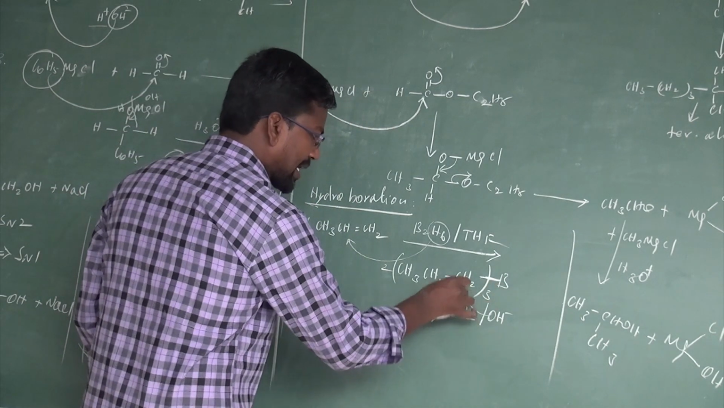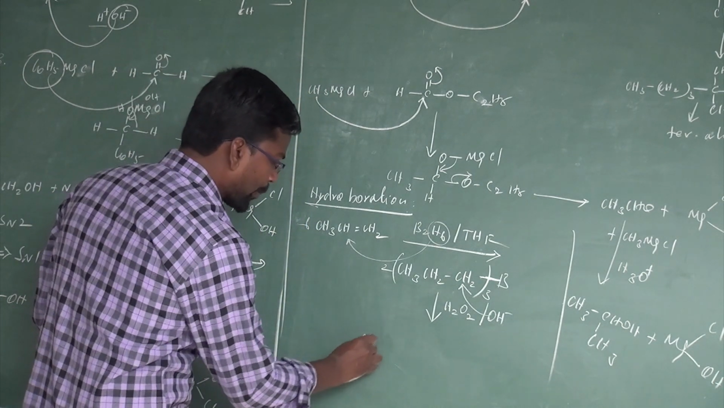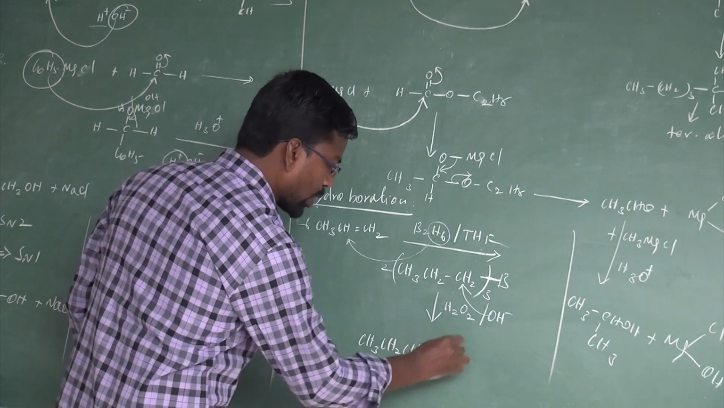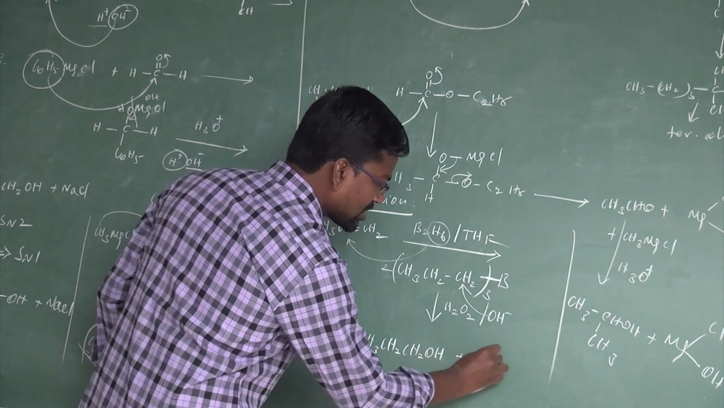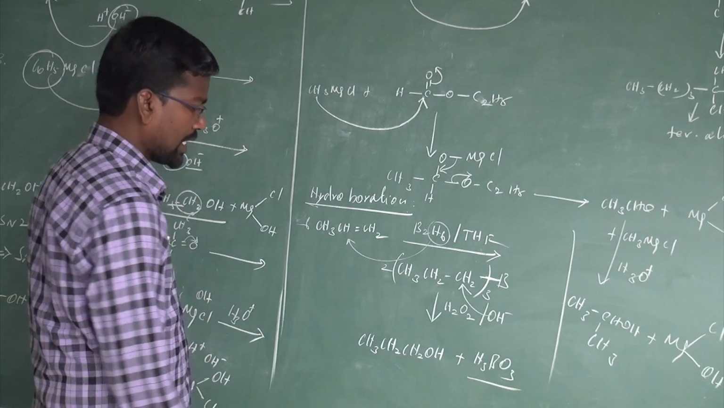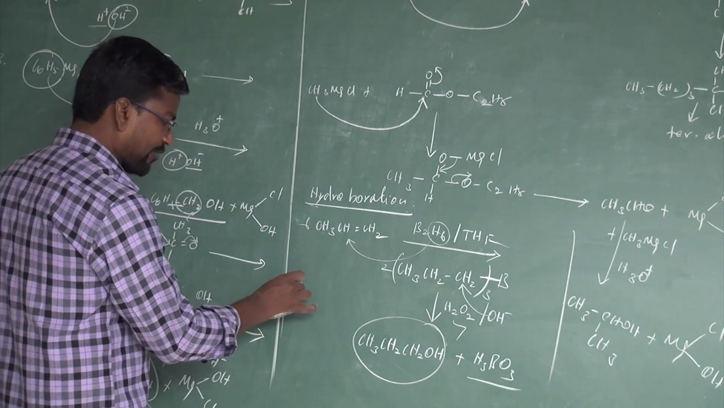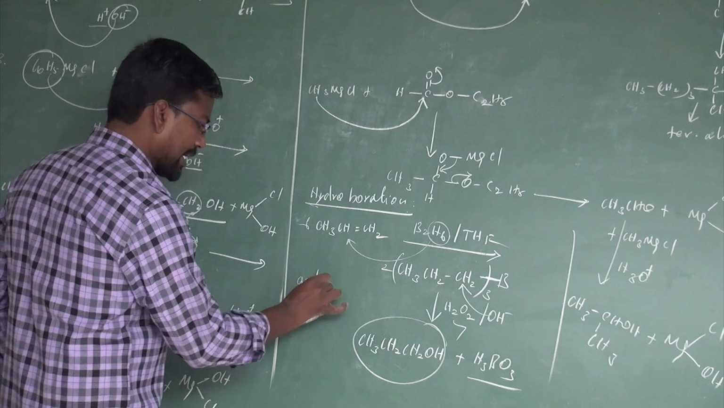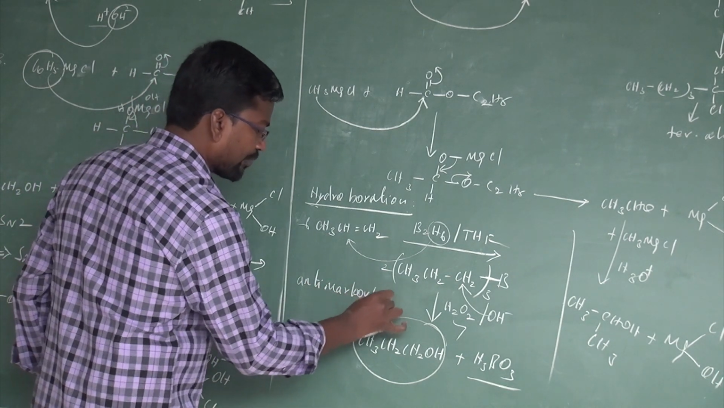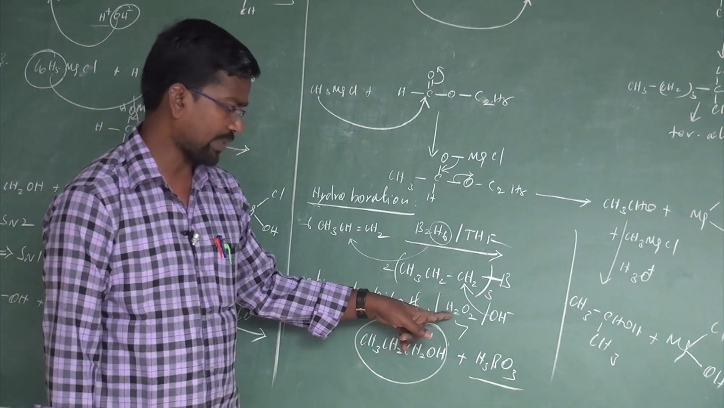The OH minus ion attacks the terminal methylene carbon to give n-propyl alcohol, CH3 CH2 CH2OH, plus H3BO3, boric acid, which can be removed. This reaction follows anti-Markovnikov addition, because it is in presence of hydrogen peroxide.